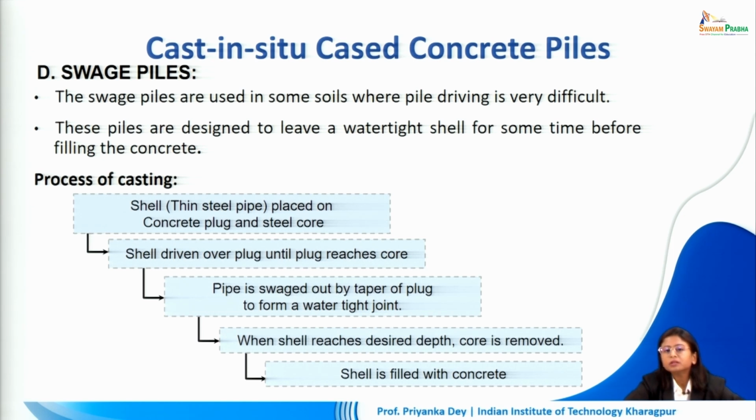First of all, the steel pipe, the shell, which has a concrete plug in it at the end of it, a steel core is inserted into it and it is driven into the ground such that we can take the plug and it reaches a certain depth. Once it reaches the depth, the pipe is swaged out by taper of the plug to form a watertight joint. When the shell reaches a desired depth, the core is removed and the shell is filled with concrete.